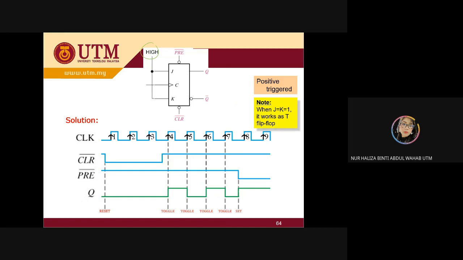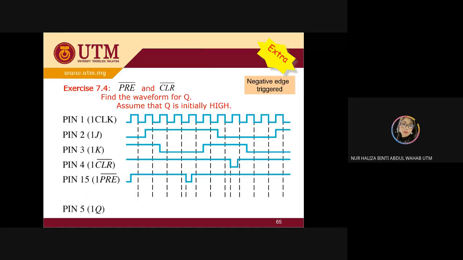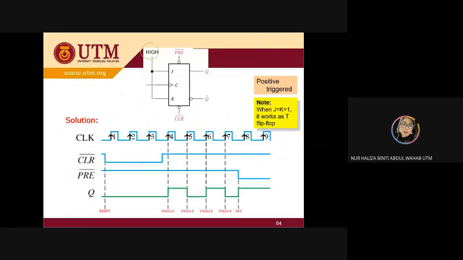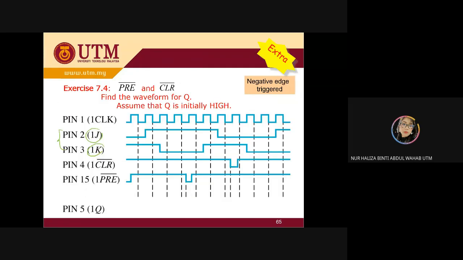So this is the solution. Please try to do it, then you can see it clearly. And now, as I mentioned, you can see it gives you the waveform. Just now it didn't give you the waveform because the value of JK is already directly fixed at 1, 1 only, which is toggle. For this example, you were given the value of J and K.